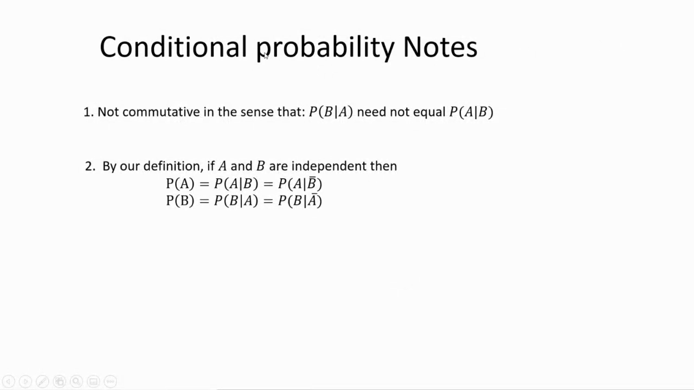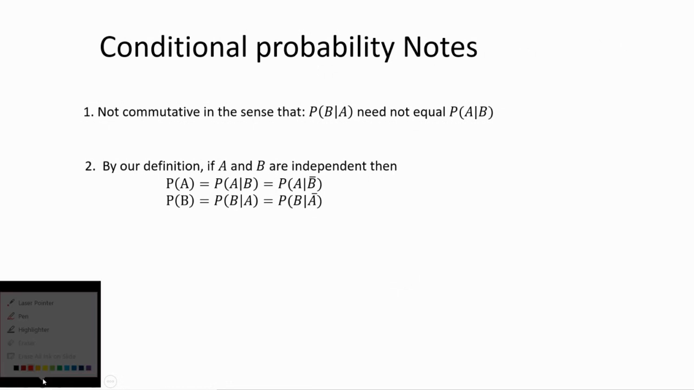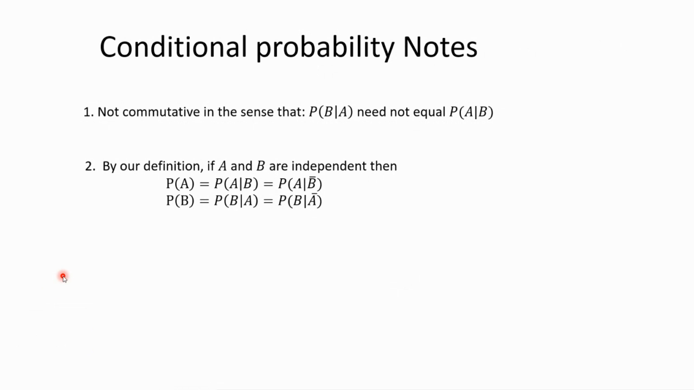Okay, this was over to the right. That was driving me nuts, so I just want to move the title to the center. Okay. So again, it's not commutative, in that the probability of B given A doesn't have to equal the probability of A given B. They could equal each other, but they don't have to. We're not going to assume they're equal to each other.